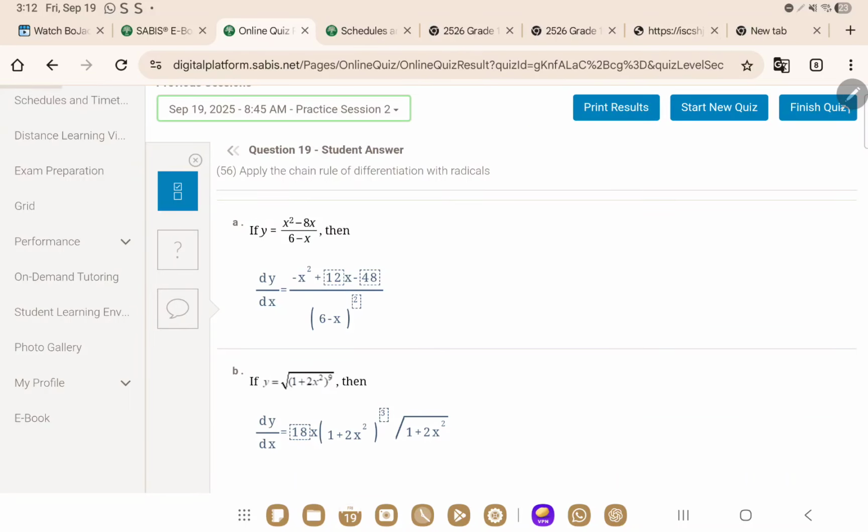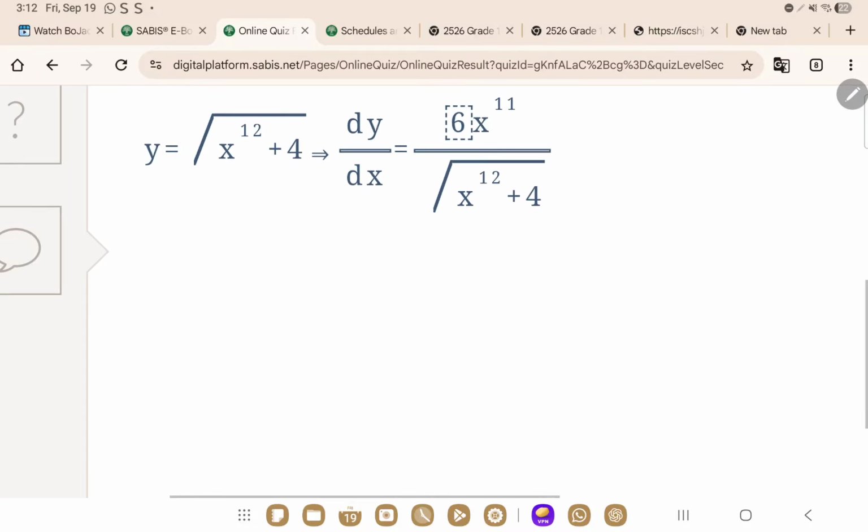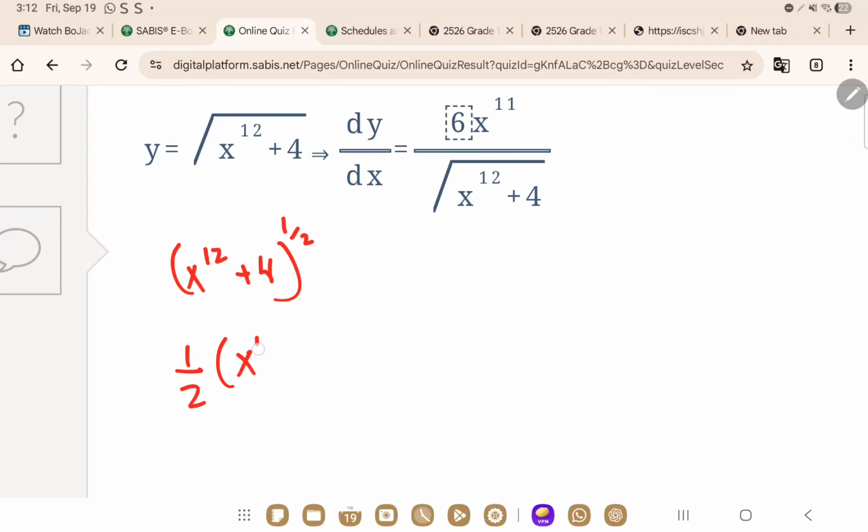Now moving on to finally the last question. Chain rule again. They want us to differentiate it, so it's (x to the 12 plus 4) to the power half. Now when we bring the half down, we get half into (x to the 12 plus 4) to the power negative half, times the derivative, which is 12x to the power 11.